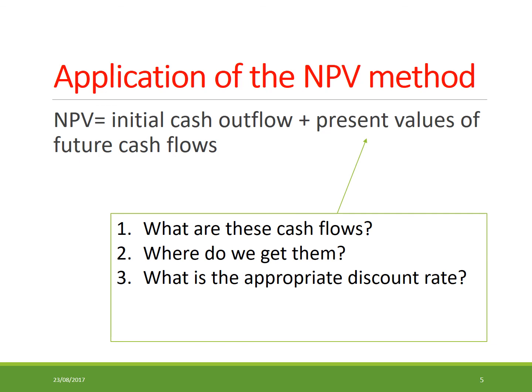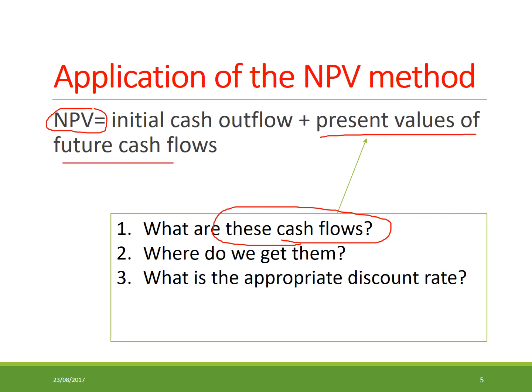In this lecture, the first part looks at how to estimate the cash flows of a certain project. With the NPV method, the net present value of the project is given by the difference between the sum of the present values of future cash flows and the initial investment, the initial cash outflow. So the question that we ask here is, how do we estimate the values of the future cash flows?